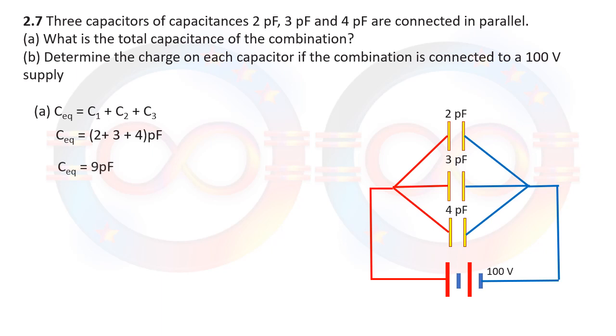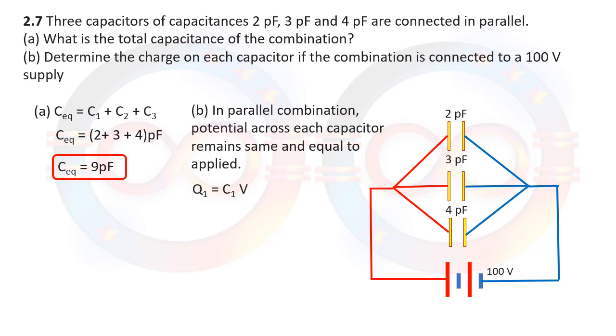Determine the charge on each capacitor if the combination is connected to 100 volt supply. What is the formula of charge? Q is equal to CV. So Q1 is equal to C1V, and you know in parallel combination potential remains the same, but charge does not. So for each capacitor we take 100 volt, 100 volt, 100 volt. Unlike series, where we divided, here we are not supposed to do that. It will be constant and equal to the applied.